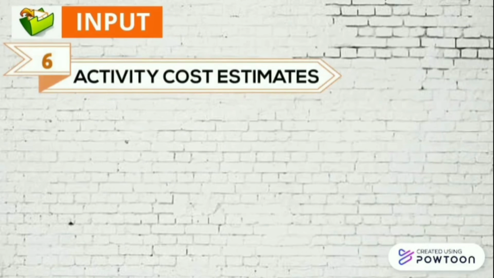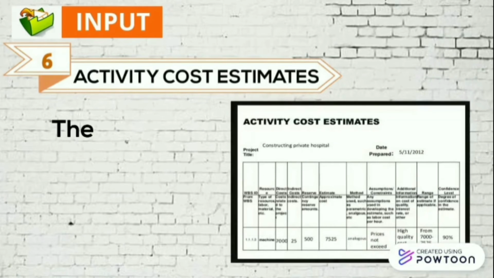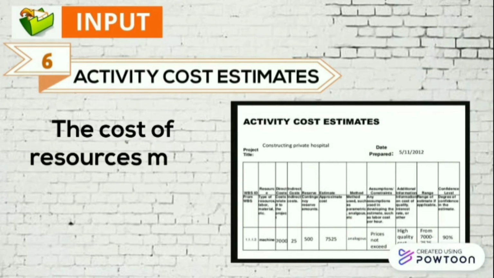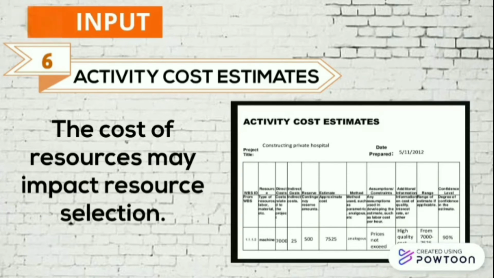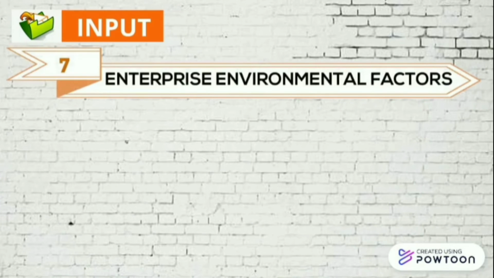Activity cost estimates include the cost of resources that may impact the resource selection. This is developed during the cost management process. Cost estimates keep us within the boundary. Being able to know how much money we get to spend helps us decide what quality of resources we can plan for. Enterprise environmental factors.